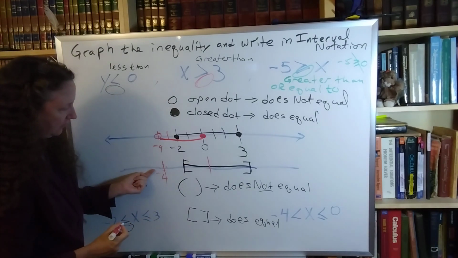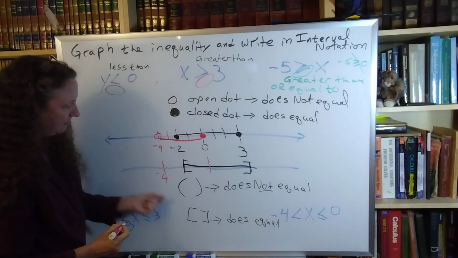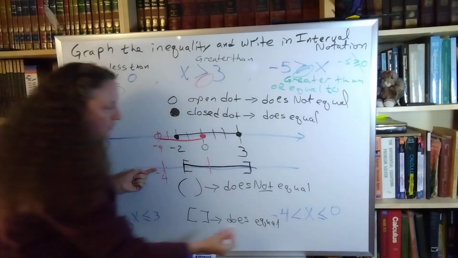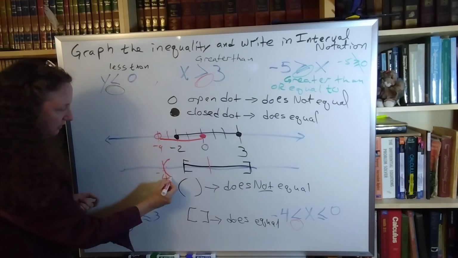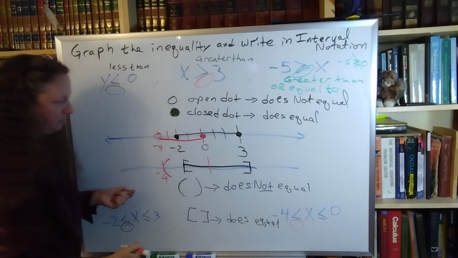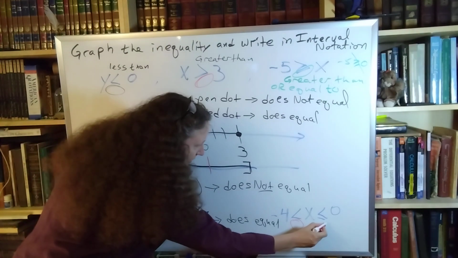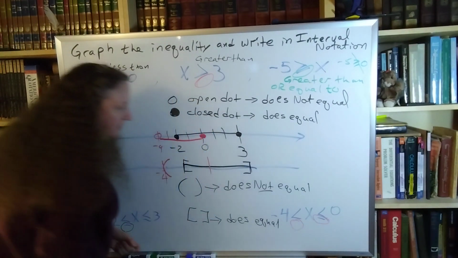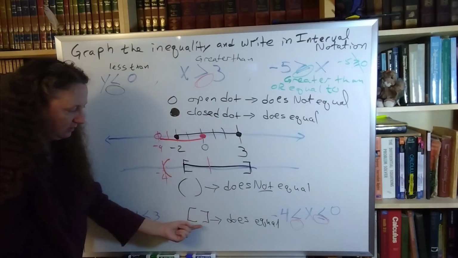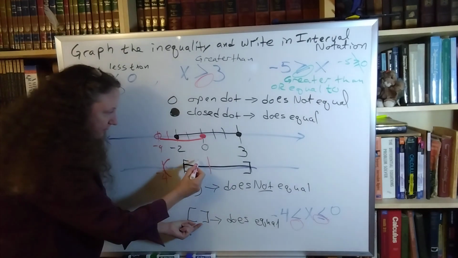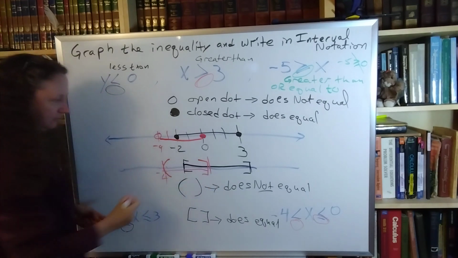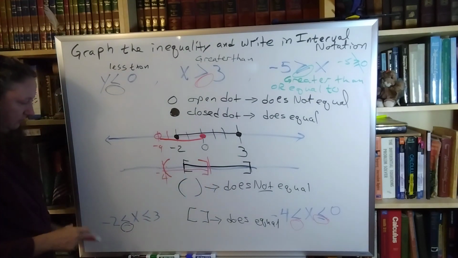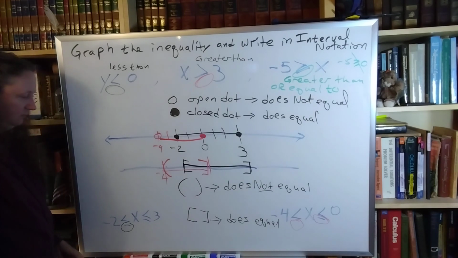Down here, it's supposed to be parentheses and brackets. Okay, it does not equal. So this is going to be the parentheses, because it does not equal. Over here, we have that it does equal, so it's going to get the brackets. And my line goes in between them. So that's done for the graphing.